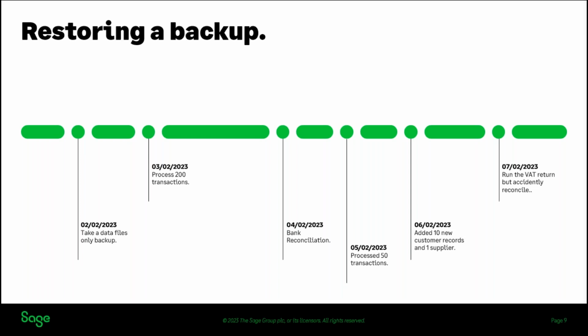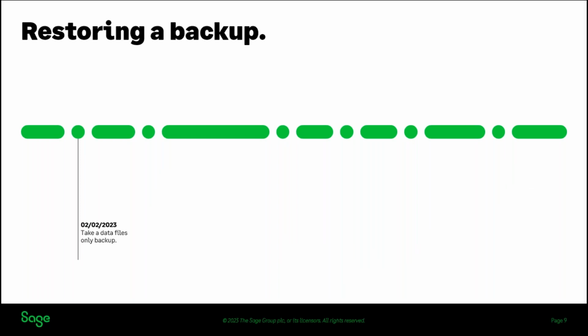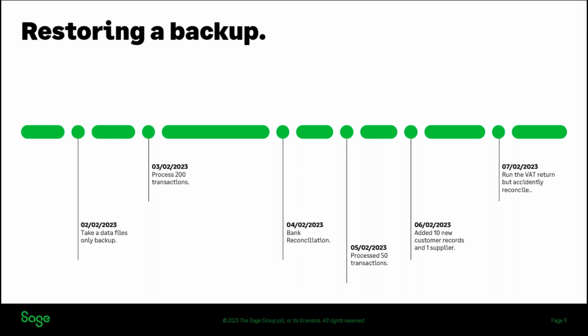Because there was only a backup taken on the 2nd, everything that was done since the 2nd has now gone. It no longer exists in the program. So if a backup was taken at the end of every day, instead of having to restore a backup from the 2nd, you could have restored a backup from the 6th, and you wouldn't have had to do anything else. So that's why it's really important, if you're processing every day, to do your backup every day. So what I'll do now is I'll go back to my program and I'll just show you what that looks like.